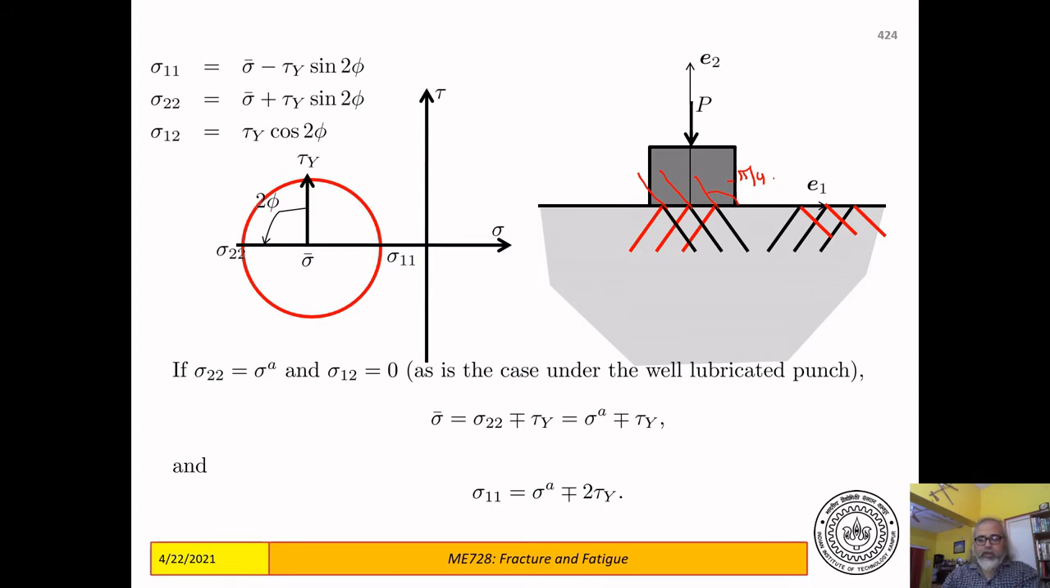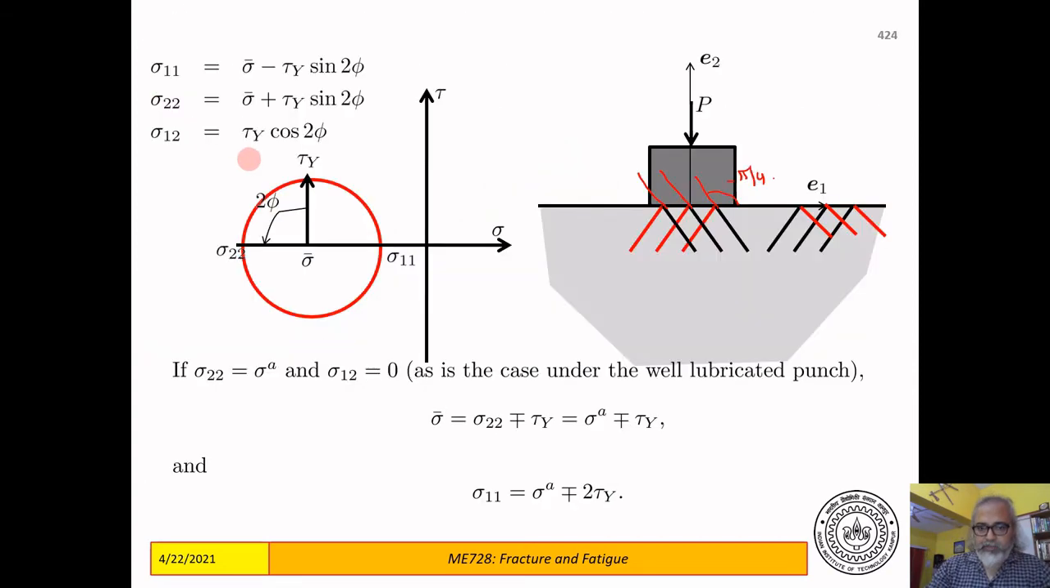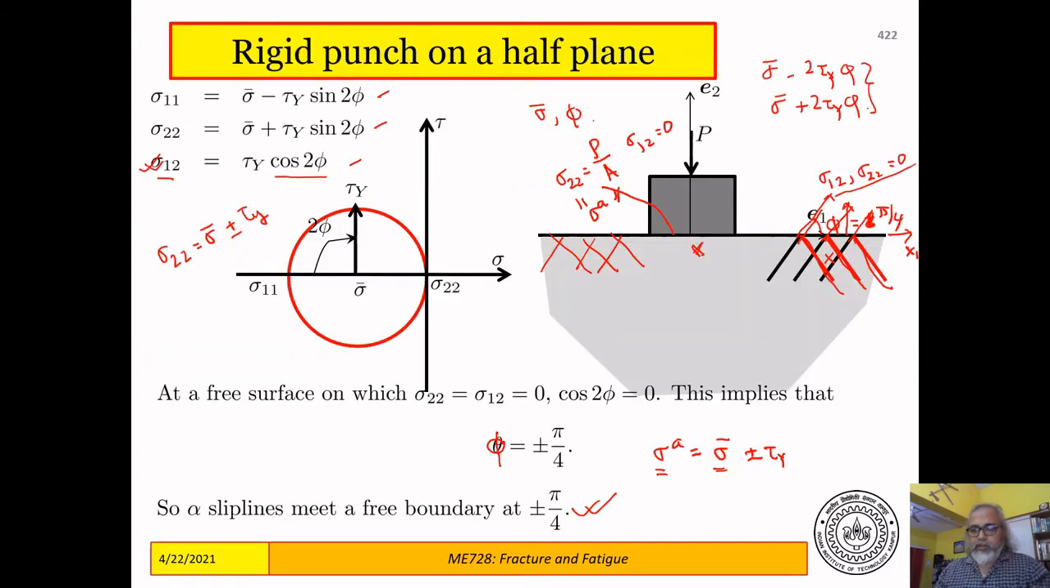Okay, so how do I do that? I assume that sigma bar, so let me go back to the equation that I wrote. Sigma bar is equal to sigma A minus plus tau y. I have already assumed that both this and this are compressive, but this is less compressive than this.